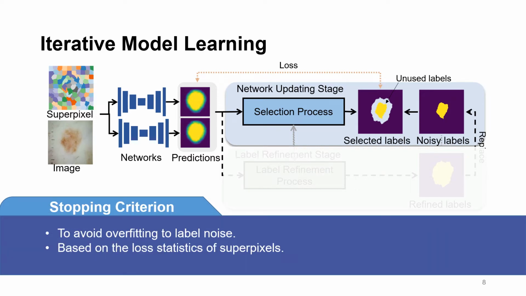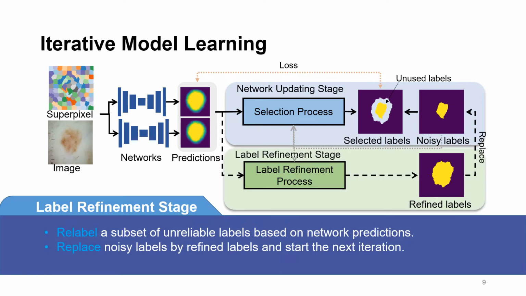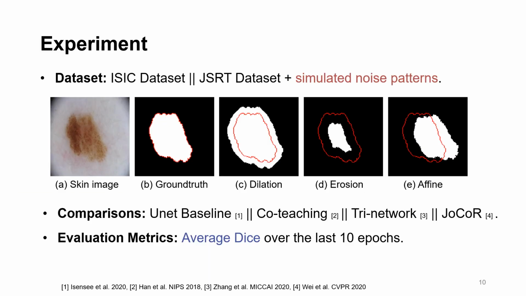To avoid overfitting to label noise, we design an automatic stopping criterion for the joint learning based on the loss statistics of superpixels. After the network training, we then use the network predictions to estimate the reliability of superpixel labels and relabel a subset of the most unreliable ones. After that, we replace noisy labels with refined labels and start the next iteration.